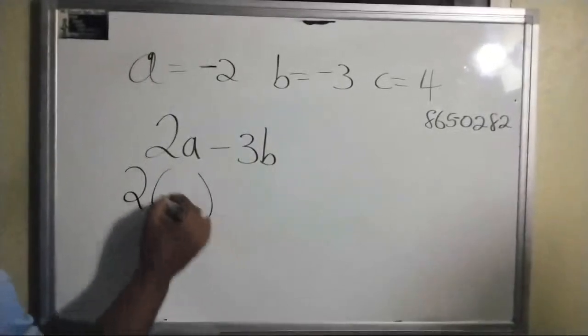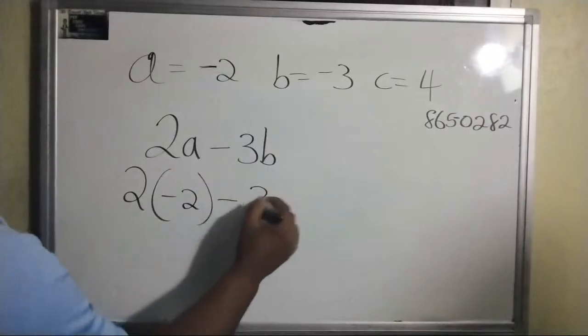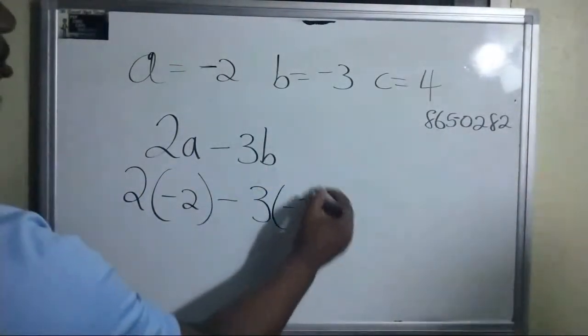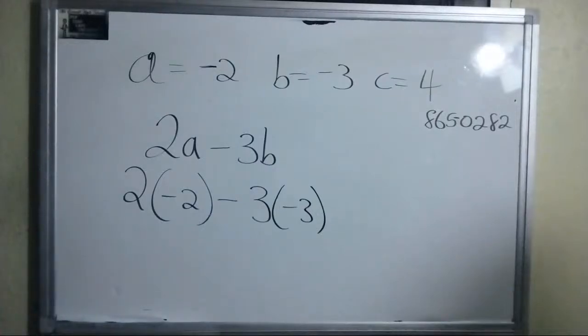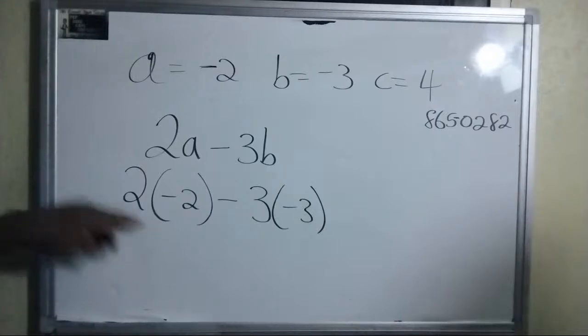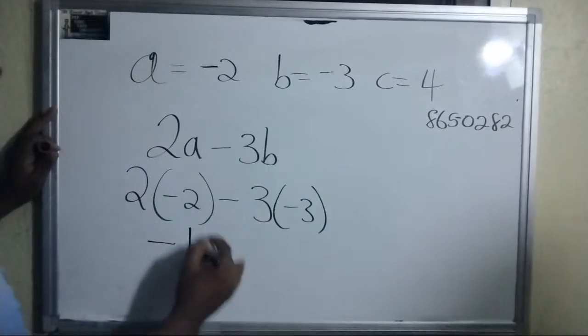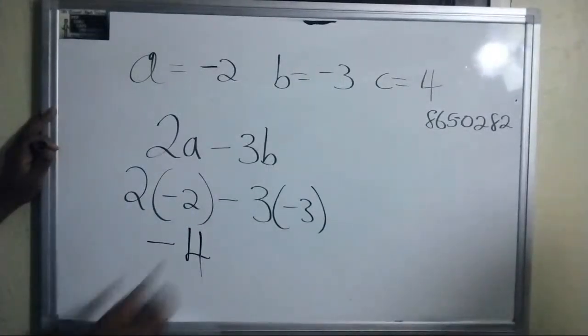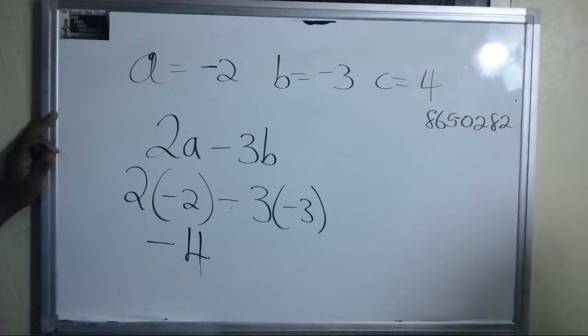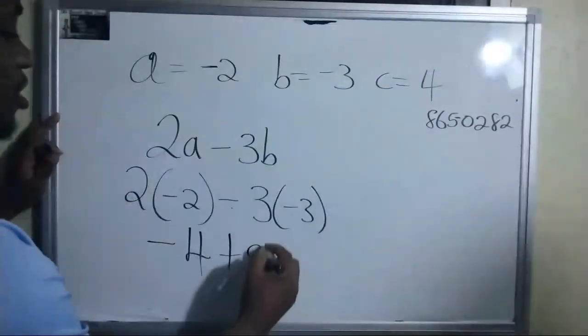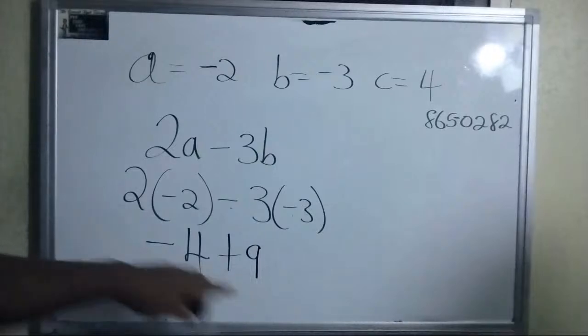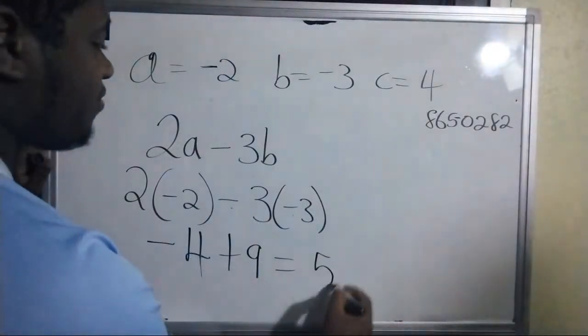So we replace this with negative 2, right? Minus, and then 3 minus 3. Now I think the people are going to say something there. Alright, let's look at it. So the 2 bracket means to multiply. 2 times that, a positive times a negative will give us a negative, right? And we have negative 3 times negative 3. A negative times a negative is positive. 3 times 3 is 9. So we have negative 4 plus 9, we get positive 5.